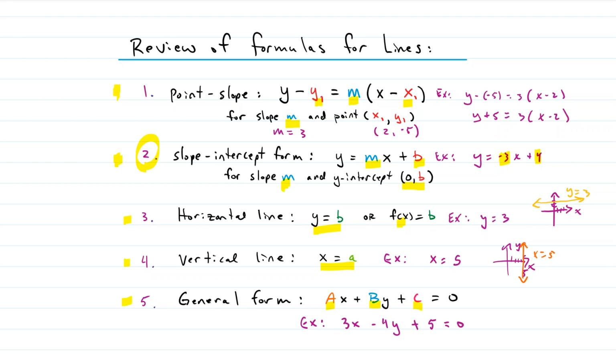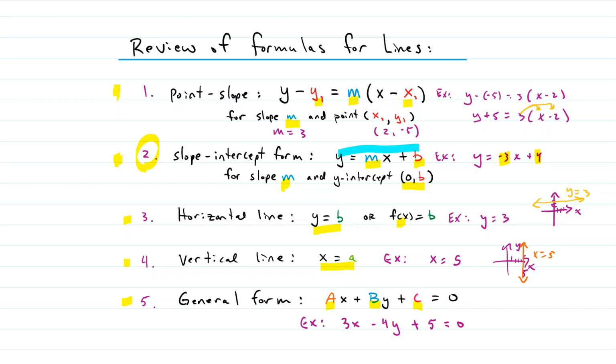Oftentimes, you don't stop here if you're doing this for a problem. Oftentimes, you would distribute the 3 through, and you would simplify, take the 5 over from the left to the right, and so you'd solve for y, and then simplify. So you would put it into the form y equals mx plus b most often. But you have the equation of a line, and you can do it just by being given the slope and a point, any point.